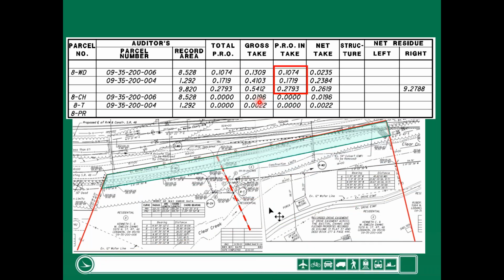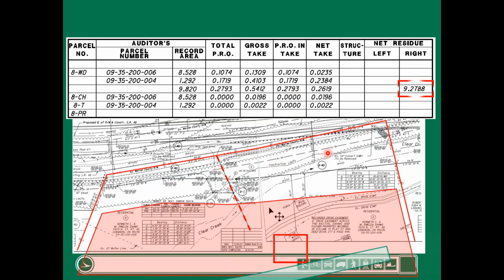What is the PRO intake? So this is the present road occupied that we are going to acquire. It just so happens on this project that we're going to acquire all of it. As you notice, the numbers match. We have a 0.1074 and a 0.1719 acres. It's the same as the total PRO, but in a lot of our projects, it's not. We may be only acquiring a portion of it, so these numbers don't always match up because we're not acquiring all of the PRO per se, but in this case we are. So the total PRO and the PRO intake are the same.